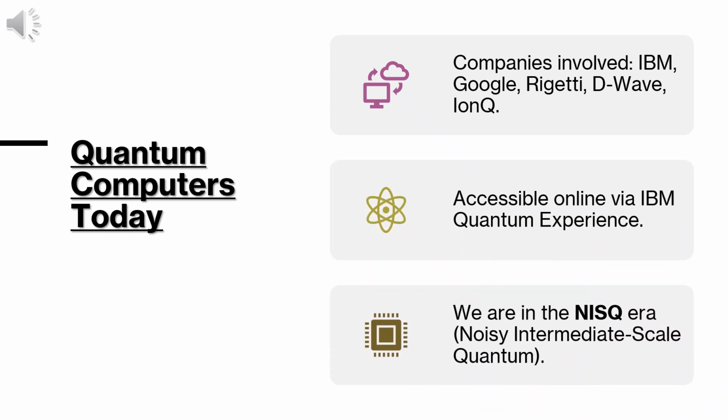Today's quantum computers are still small and noisy. We call this the NISQ era. That stands for Noisy Intermediate Scale Quantum. Companies like IBM, Google, Rigetti, and D-Wave have working machines. You can even try IBM's quantum computer online using Qiskit. It's a great time to start learning because you can experiment without needing any hardware.